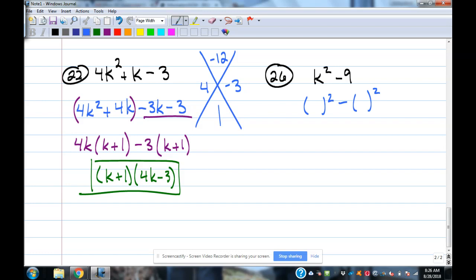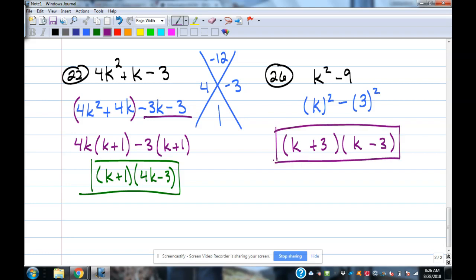Well, the first one's easy. What squared is k squared? K, right? What squared gives me 9? 3. If you can rewrite it that way, then the factoring is really easy. One is k plus 3. One is k minus 3. Works that way every time.